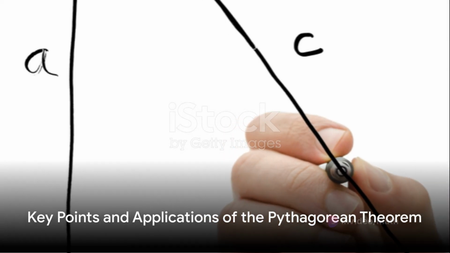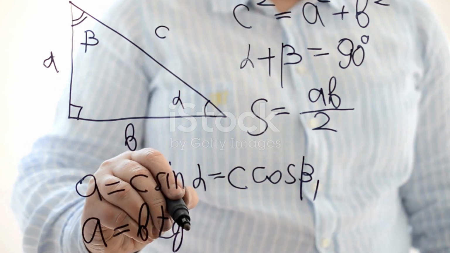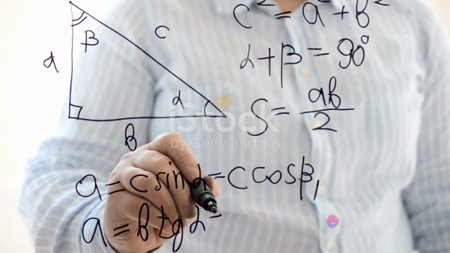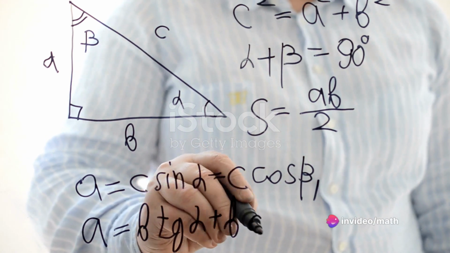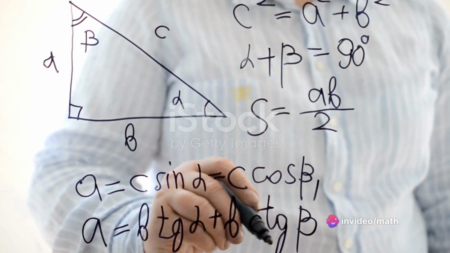Think of it this way: if you were to create a square with each side of the triangle and calculate the area of each square, the area of the square created by the hypotenuse would be equal to the combined areas of the squares created by the other two sides.